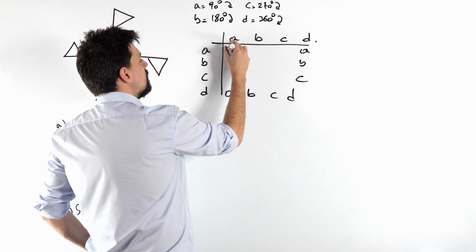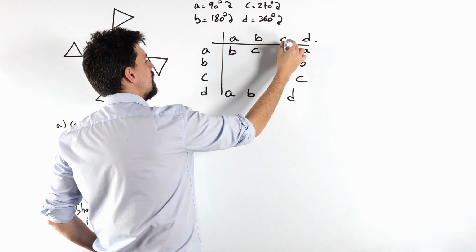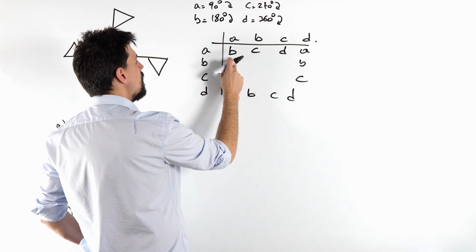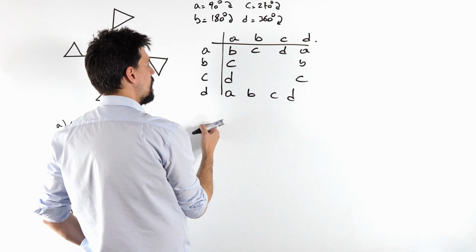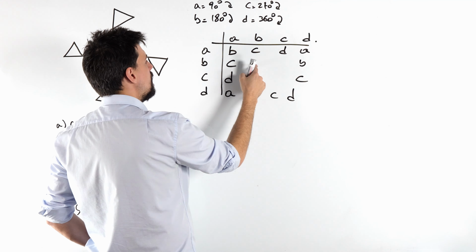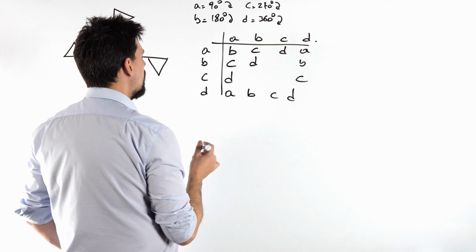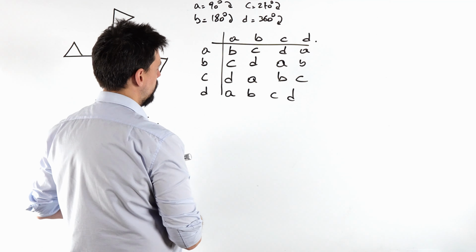90 degrees followed by 90 degrees is 180 degrees, C, D. 180 followed by 90, C, D. 180 followed by 180 is going to be 360, and then we can fill it all in because it's basically playing Sudoku.